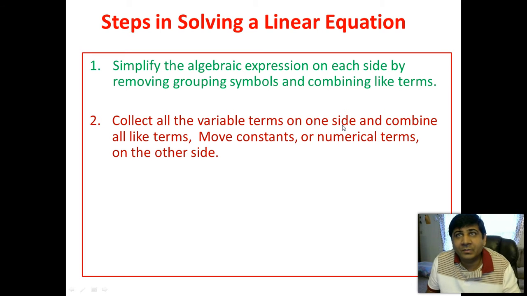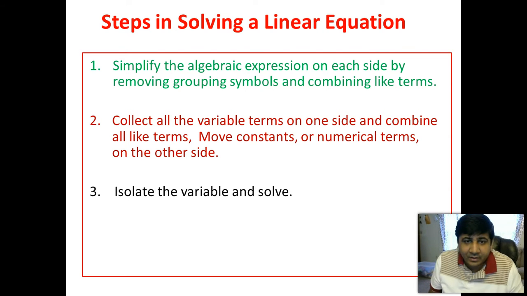The next step is to collect all variable terms on one side. All the variables, whatever has x, y, z, or whatever the variable is, collect all the variable terms on one side of the equation and combine all the like terms if you have any. Move all the constants and numerical terms to the other side. You will see that when we do an example. After the second step, you will have all your variables on one side and all your constants on the other side.